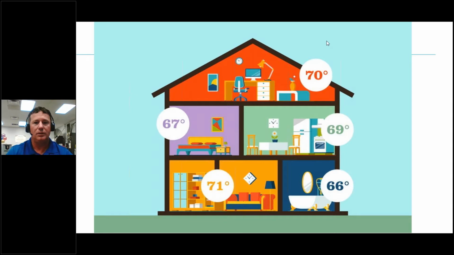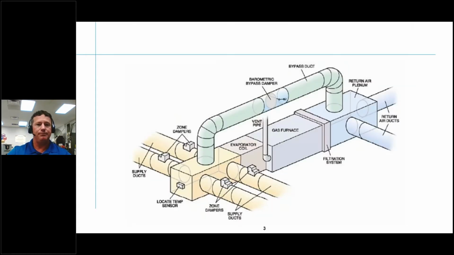What we did is we simply took our application, gas furnace, electric furnace, air handler, whatever we were using, and we used zone dampers on our supply side, and then we used a barometric bypass damper to help balance off that pressure.